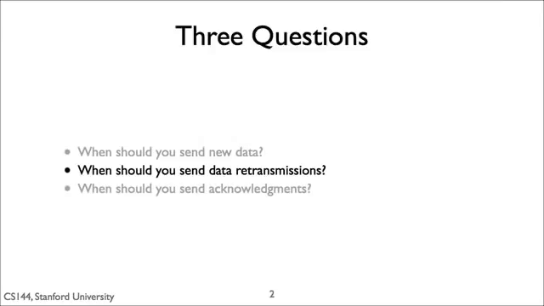Recall that a TCP implementation boils down to three questions. The first is when you should send data. TCP's answer is to use a congestion window to limit its transmissions when the network is congested. Next, let's answer the second question. When should TCP retransmit data?